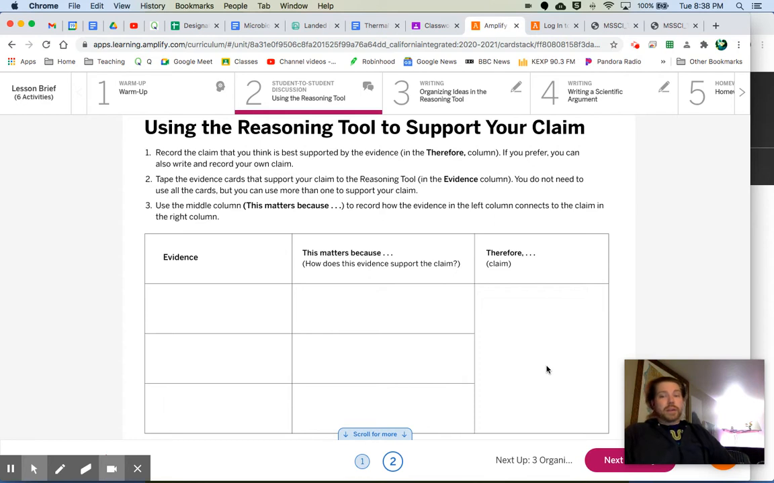Wait, Mr. Wiggin, I don't think either one. I think both. Oh, well, shoot. Okay, well, write that down. That's fine, whatever your claim is.